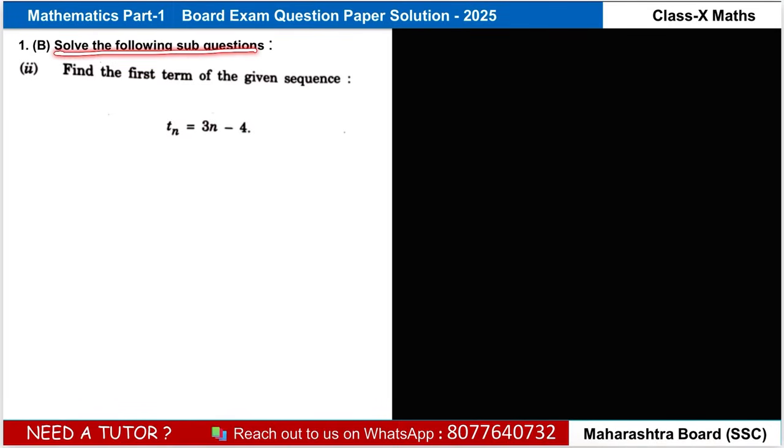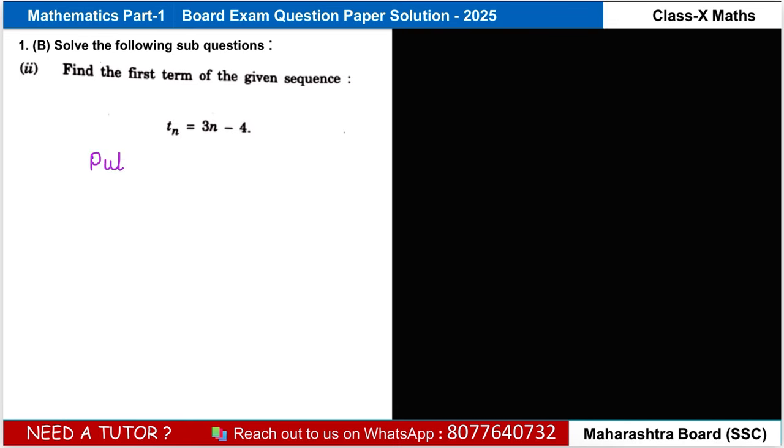Solve the following sub question, and this is part number 2 of this question. Find the first term of the given sequence. हमें nth term given है tn is equal to 3n minus 4, and we have to find out t1. t1 means first term. So it's very simple.